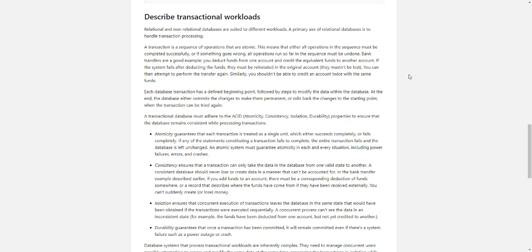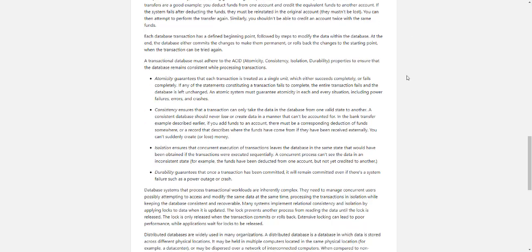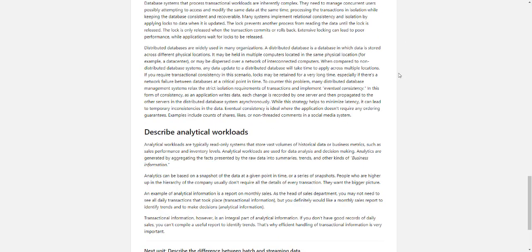Durability guarantees that once a transaction has been committed, it will remain committed even if there's a system failure, such as power outage or crash. Database systems that process transactional workloads are inherently complex. They need to manage concurrent users, possibly attempting to access and modify the same data at the same time, processing the transactions in isolation while keeping the database consistent and recoverable.